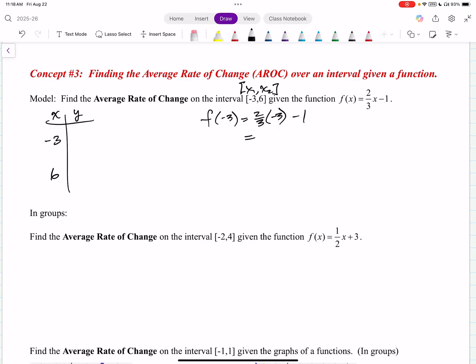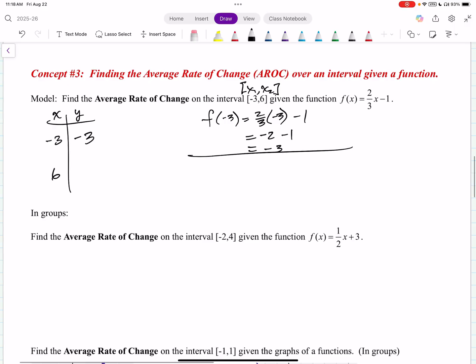Okay, 2 times -3 is -6, divided by -3 is -2, minus 1. Well, guess what? That's equal to -3. And then the other one, so f of 6, you got to substitute that in. So 2/3 times 6. 2 times 6 is 12, divided by 3 is 4. 4 minus 1 is 3.